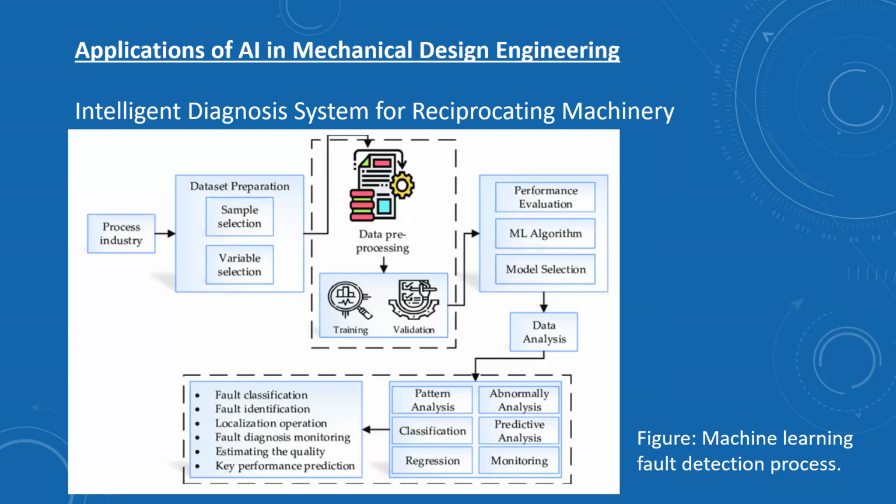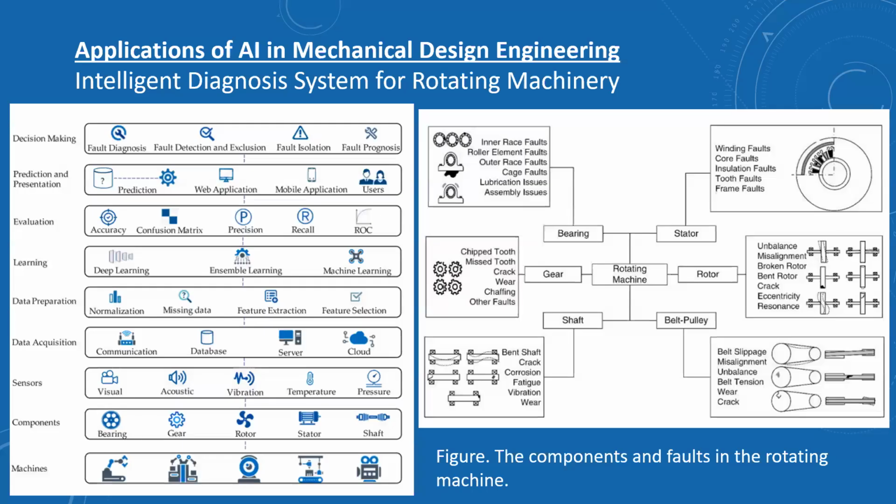Similarly, we have one more example, for rotating machinery. Just now we discussed reciprocating machinery, and now rotating machinery. The most common components in the rotating machinery of the healthcare industry are the bearing, some gears, the shaft, then stator, rotor, motors, and belt and pulley arrangements. All these components are present in the healthcare industry when rotating parts are present.